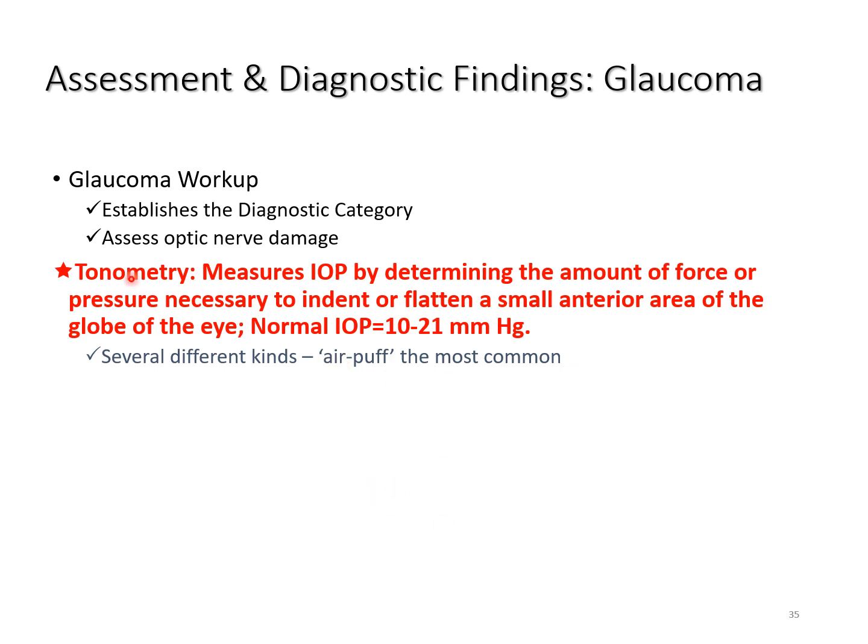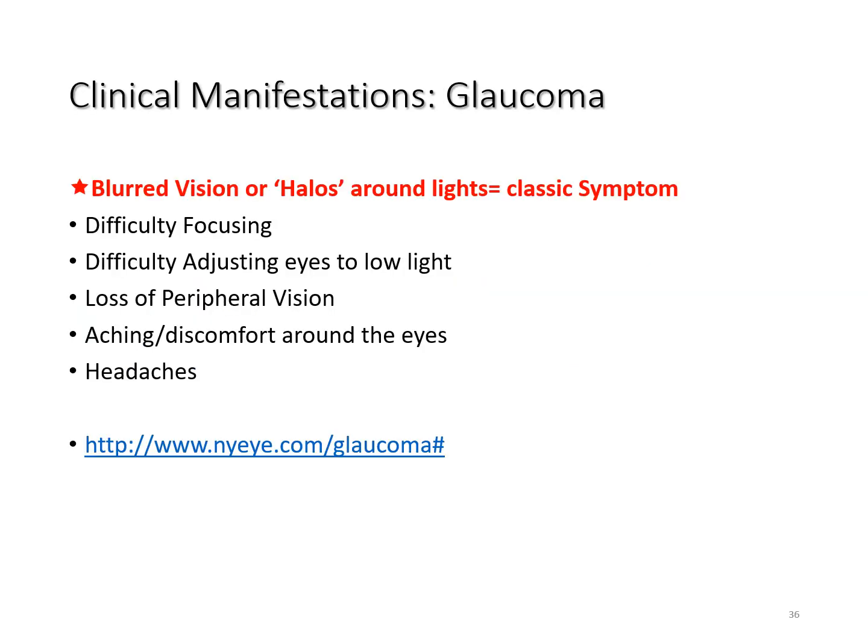The machine is the tonometry. So you must know tonometry, you must know that it belongs under glaucoma, and you need to know that it is measuring IOP by determining the amount of force or pressure necessary to indent or flatten a small anterior area of the globe of the eye. For your purposes, just know tonometry and know that your normal IOP should be 10 to 21, okay? That's really the main takeaway from here.